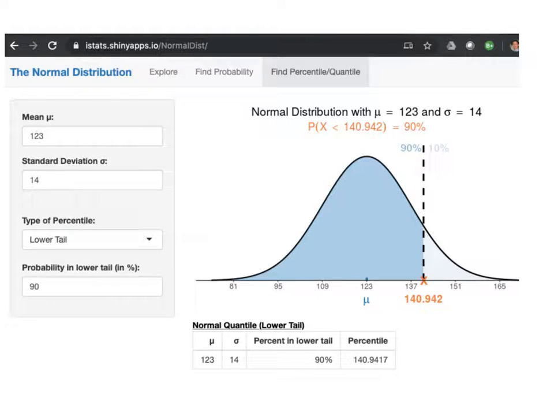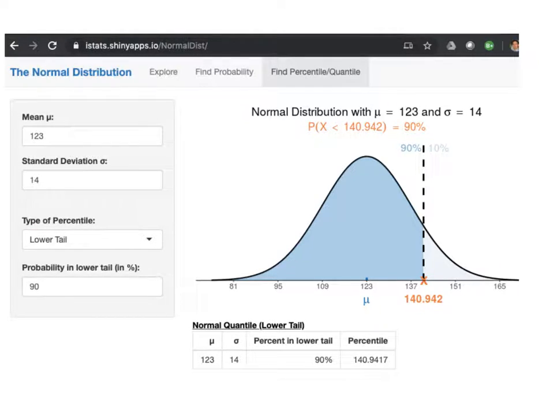And so to do this with the table, we'd have to read the table backwards, where we look for an area and then we find the z-score for that area. With the applet, and I'll show you that in a second, we can actually just go to this find percentile quantile tab, it's a different tab, and again set up my curve parameters, mu and sigma, to make sure it draws the correct curve. And then I want 90% to be in the lower tail. So I say lower tail is 90%.